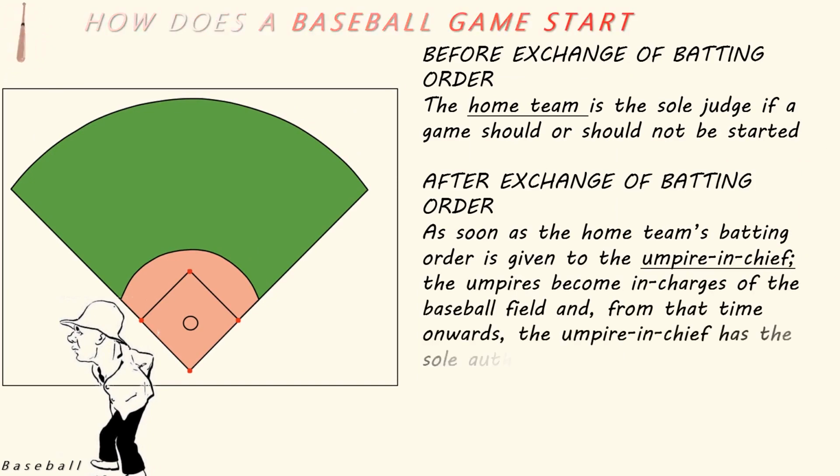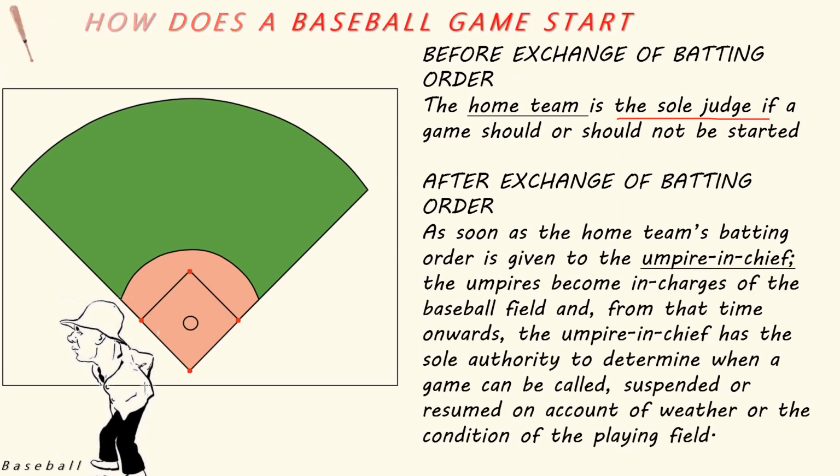Before the exchange of the batting order, the home team is the sole judge of whether the game should be held, started or not. After the exchange of the batting order, it is the umpire-in-chief who is in complete charge of the game, and he can decide when the game can be called, suspended or resumed on account of weather or any other condition of the playing field.